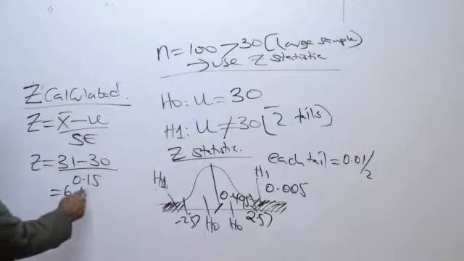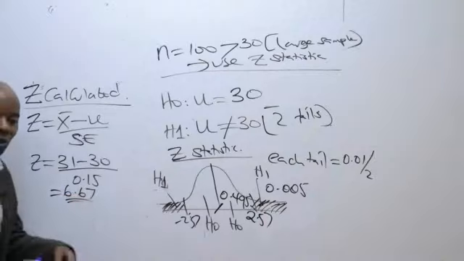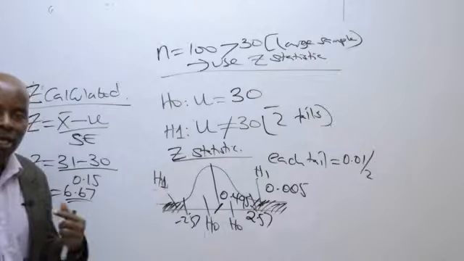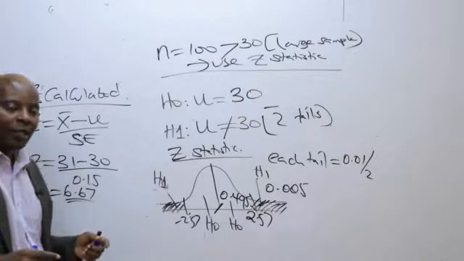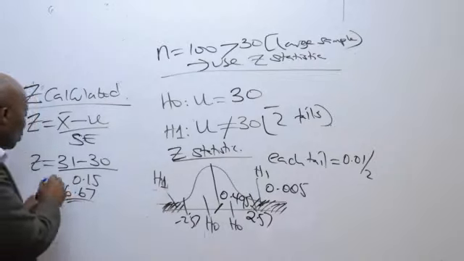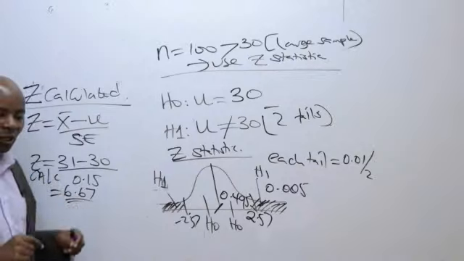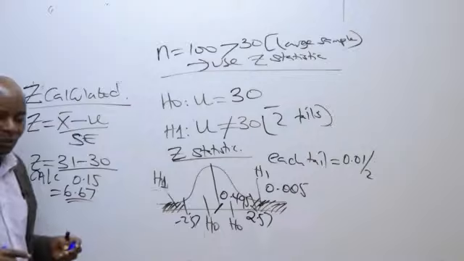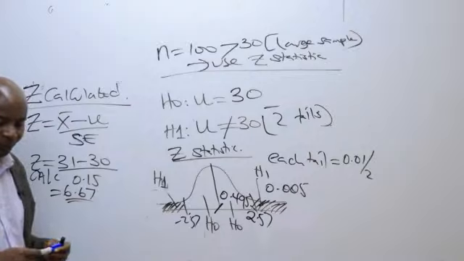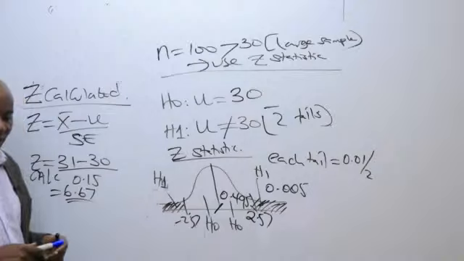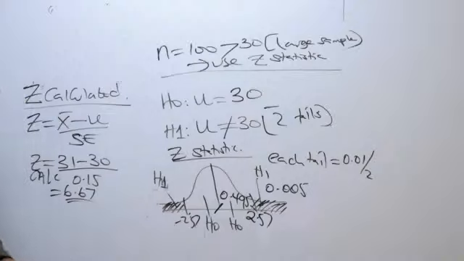This is 6.67. So the next question, I told you this is one thing leading to another. Ladies and gentlemen, having gotten this Z calculated, which we normally call Z calc, what do you think will be the next thing to be done?